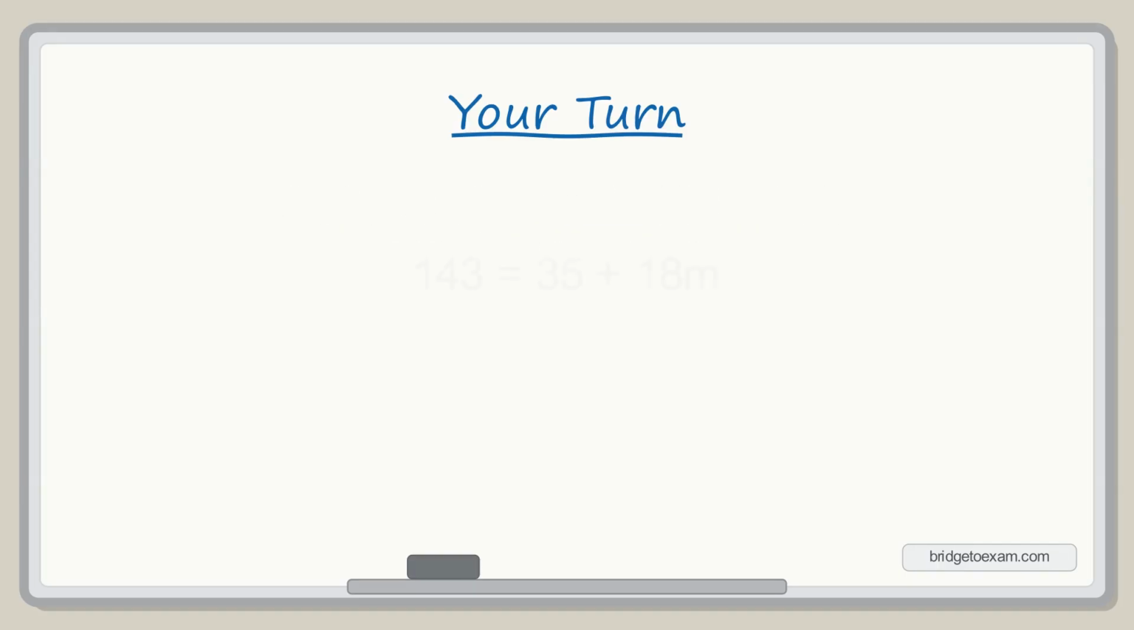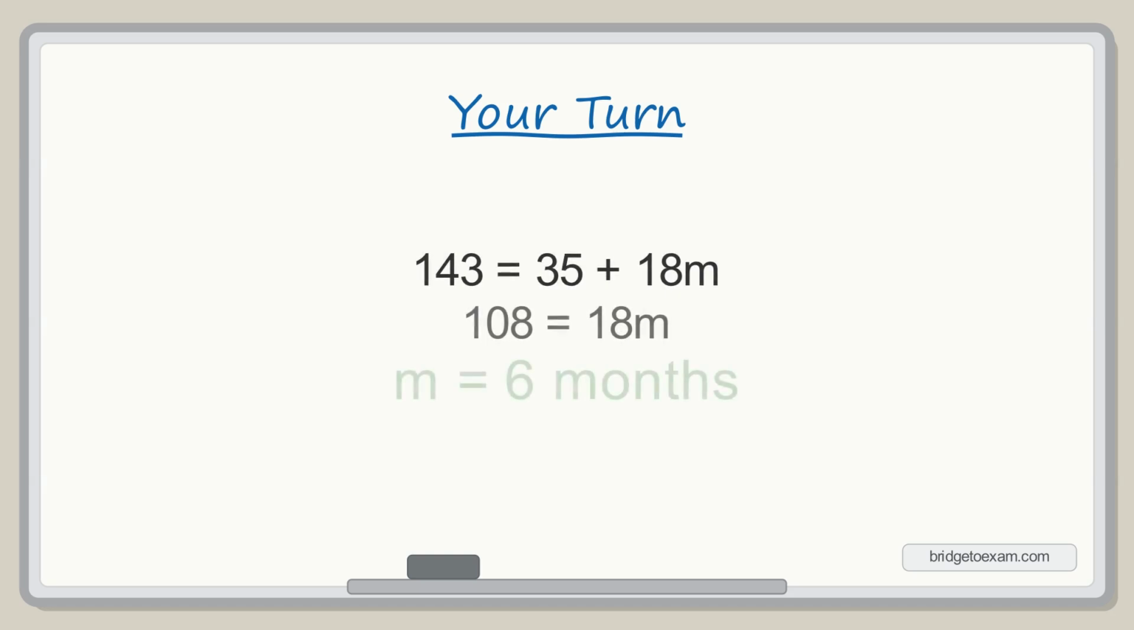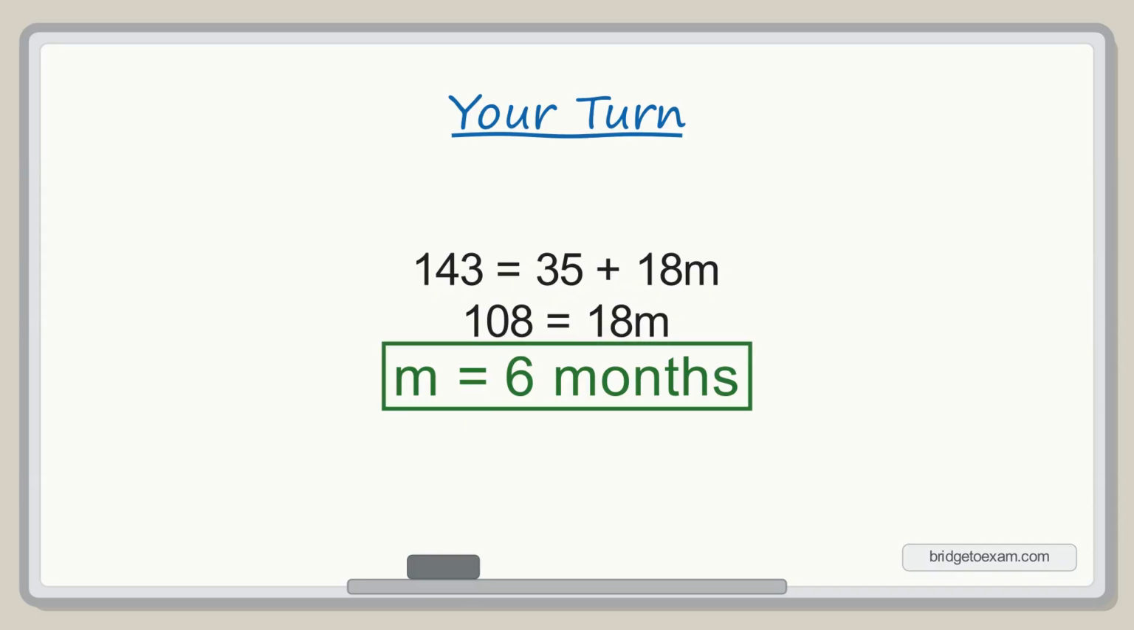The equation is 143 equals 35 plus 18m. Subtract 35 to get 108 equals 18m. Divide by 18, so m equals 6 months.